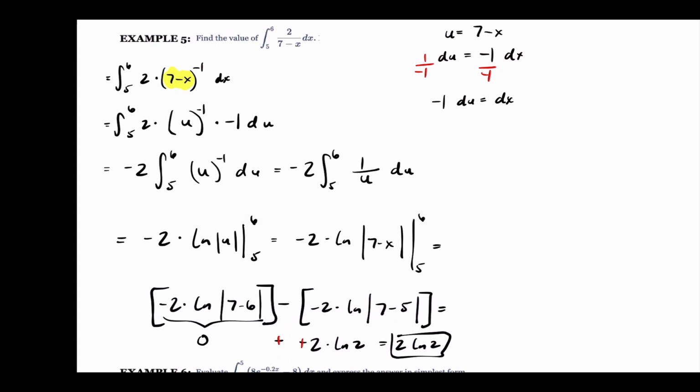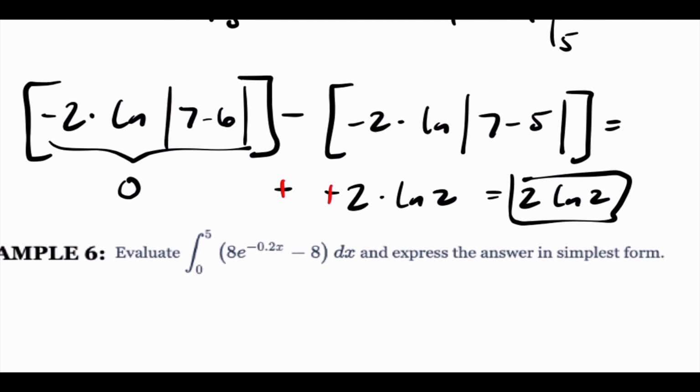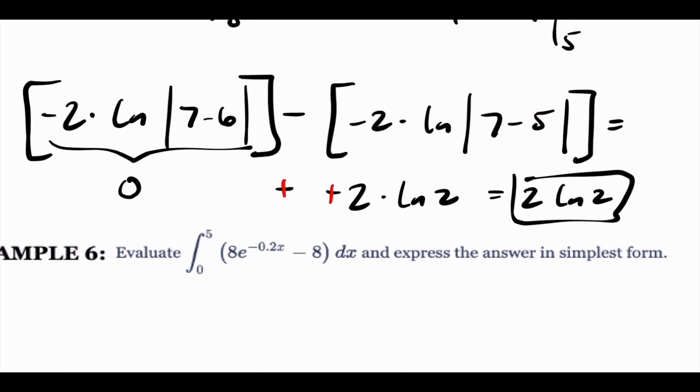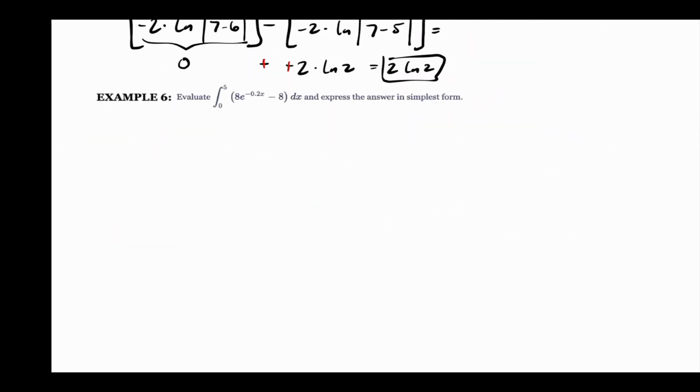It's going to be a decimal answer, but again, if it's a non-calculator question, which these will be, that's what you're going to leave your answer as. Okay? 2 times the natural log of 2. Okay, last one we'll do today.